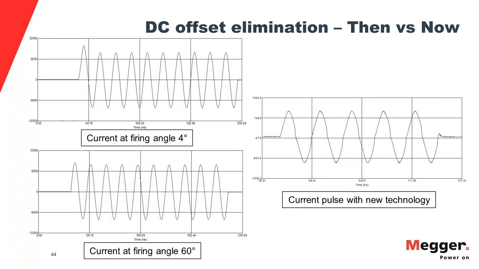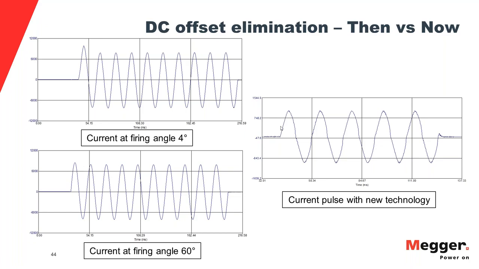Here's a comparison of the waveforms from test sets employing traditional technology and modern technology. On the top left, you can see that there is considerable offset in the first cycle, with a firing angle of 4 degrees in this case. As the firing angle is brought to 60 degrees, the offset reduces considerably, even though a little bit of it is present in the first cycle.